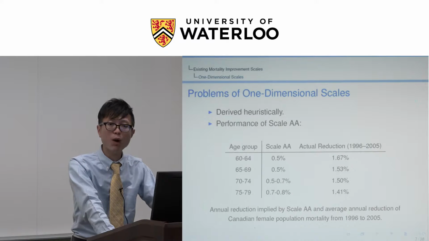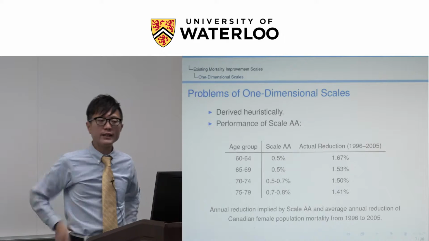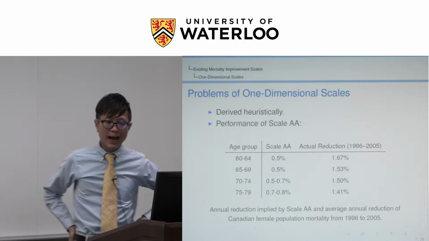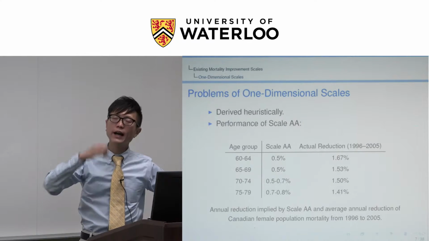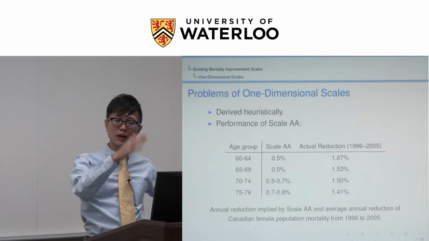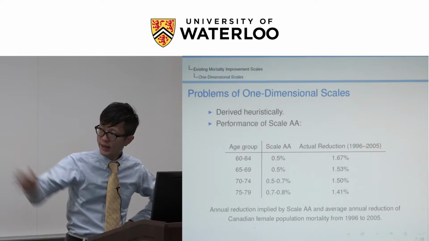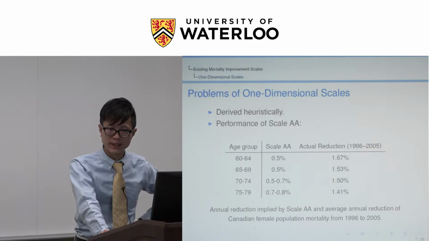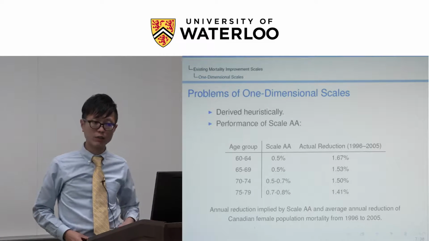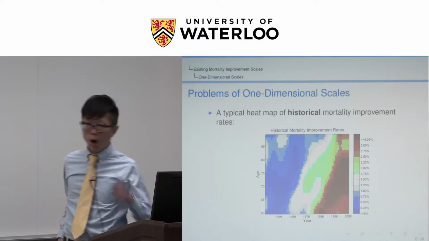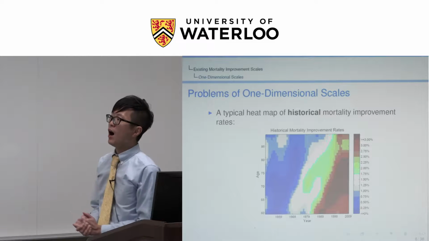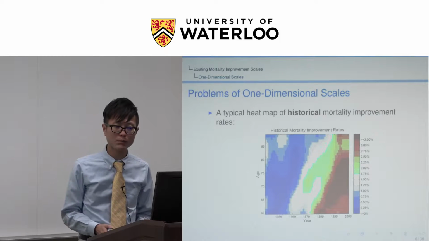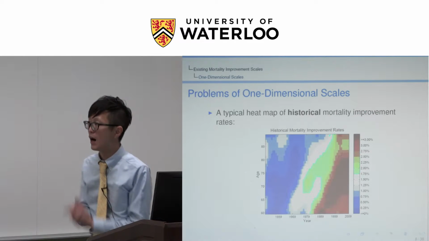Now, in this table, I have compared the scale factors in Scale AA against the actual reduction in the decade following the introduction of Scale AA. And we can see that Scale AA seems to have seriously underestimated the actual reduction. Okay, one more problem. And to explain that problem, let me first introduce the concept of a mortality heat map.